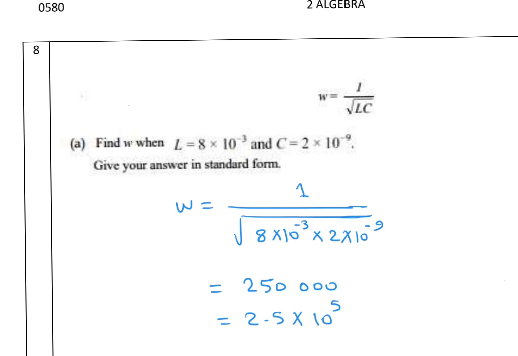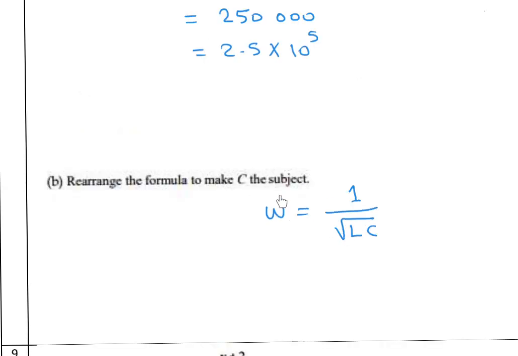How to make C the subject? First we get rid of the 1 on top. So there's 1 over the square root of LC, right? To get rid of the 1, we move it to the other side. You can switch between W and the square root. So the square root of LC equals 1 over W.